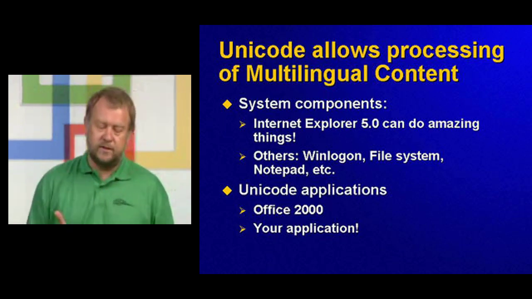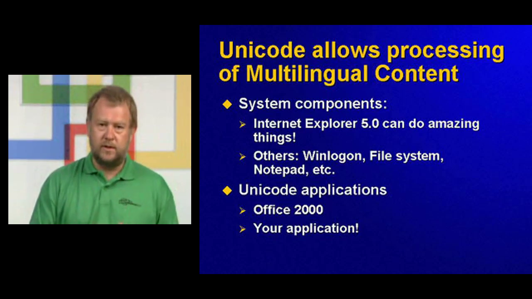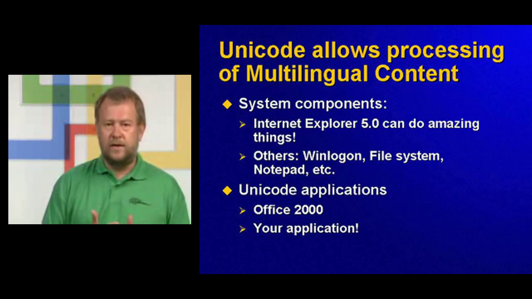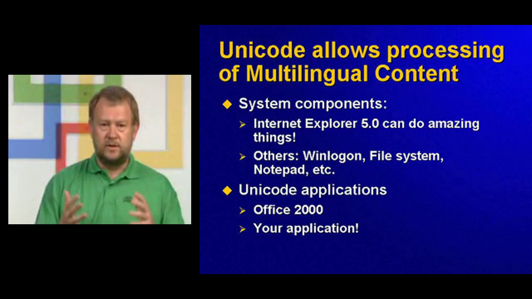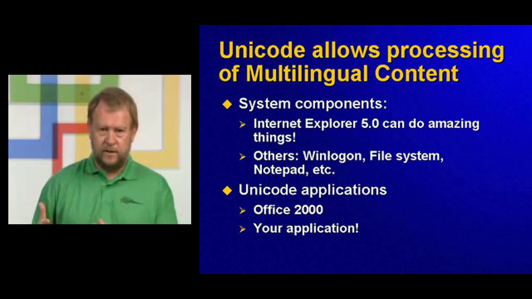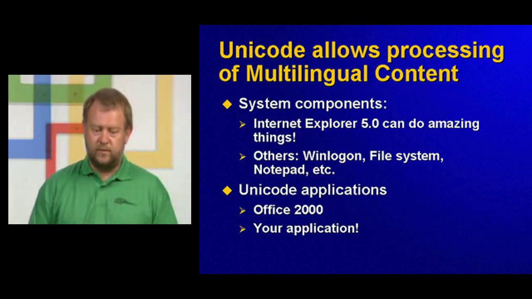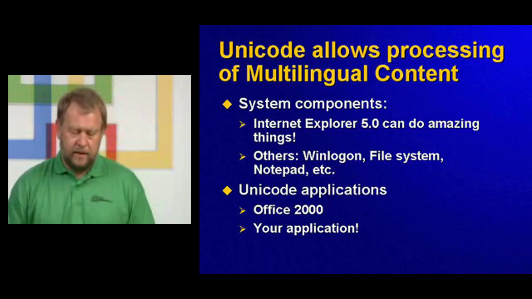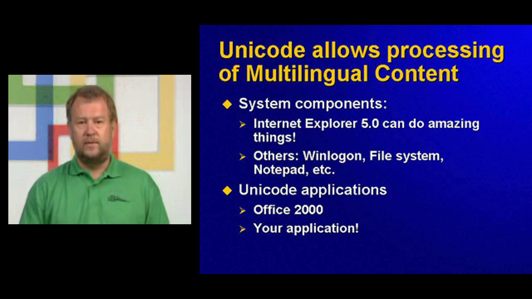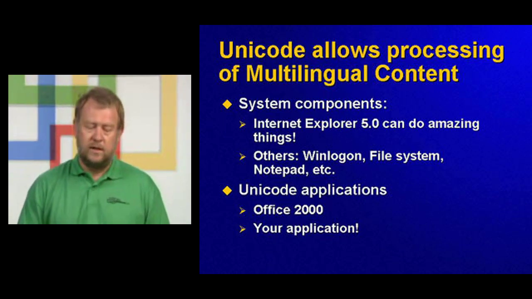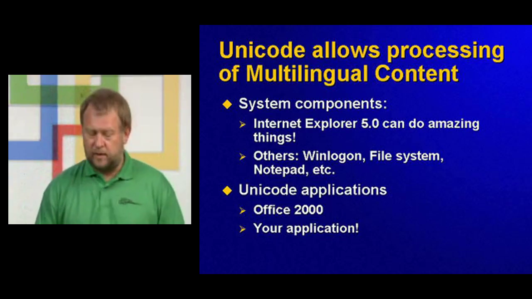And what this means is that since we have based Windows 2000 and all of the system components on Unicode, they are enabled for multilingual content. So, for example, IE 5.0 does everything internally in Unicode, and we'll see in the demo in a minute that means you can display multilingual web pages, and we'll see a really cool web page when we get to that. Other components of the system, such as the file system, WinLogon, and so on, are also enabled for multilingual content using Unicode. That means that you can log in with a multilingual username if you'd like to.